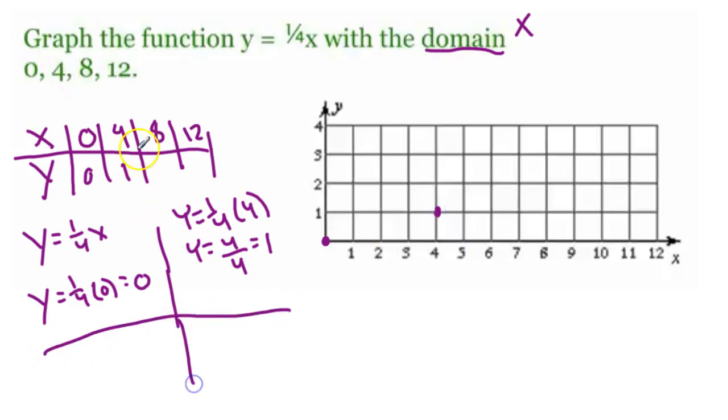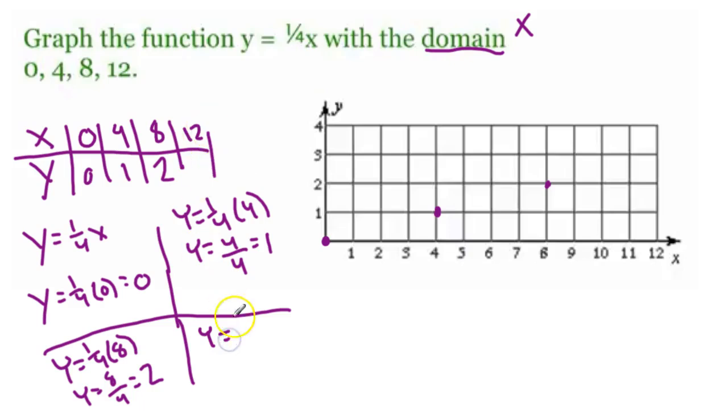Alright, now let's plug in an 8. So y equals 1/4 times 8. Again, that's going to be the same as 8 divided by 4, and that will equal 2. So 8 and 2. Here we go, 8 to the right and 2 up. Voila. And now we're moving on.